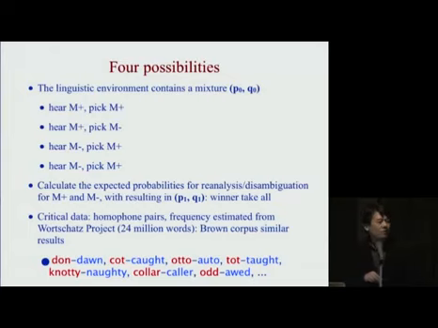The crucial data here are the homophones that may result from the "cot"-"caught" merger, things like these. I won't read them out for you. So we can estimate the frequencies of these words as reliably as we want. And I tried several different frequency counts. They don't seem to matter very much.